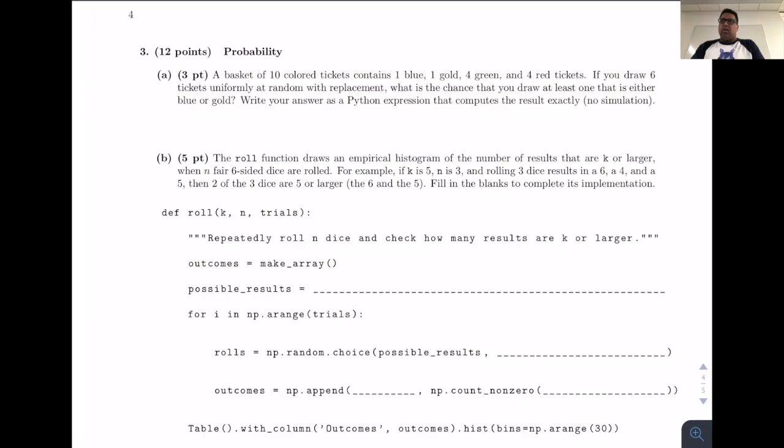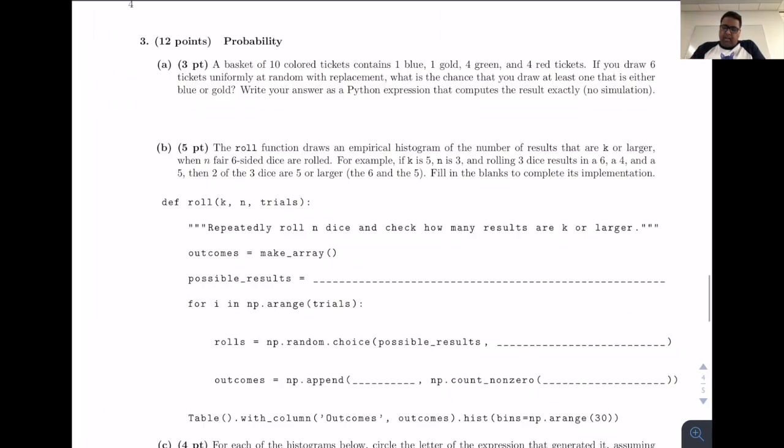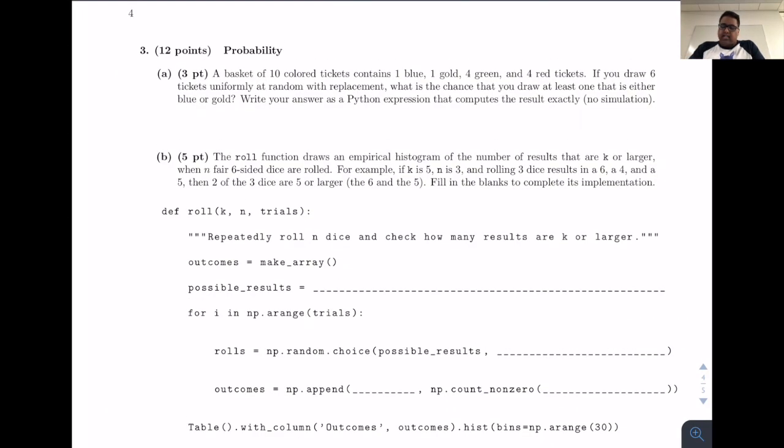Okay, so now we're on number 3, the probability question. The first question asks: if we have 1 blue, 1 gold, 4 green, and 4 red tickets, and we draw 6 tickets uniformly at random with replacement, meaning we put the tickets back as we select them, what's the chance that we draw at least one that is either blue or gold? Write the answer as a Python expression that computes the result exactly, meaning you can't do a simulation for this. You actually have to find an algebraic expression for this.